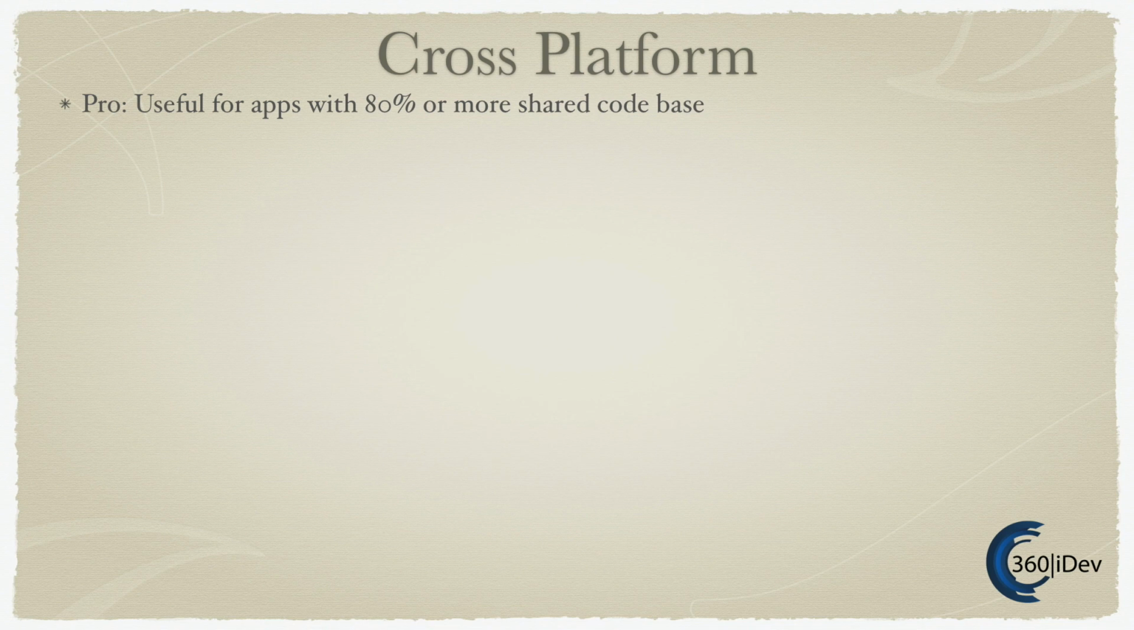Now, cross-platform, there's a lot of overlapping pros and cons. One pro, as I kind of alluded to, is it's really best for apps where there is 80% or more shared code base. So if there's a lot of differences so that you need a whole bunch of branching code everywhere, you may be better off just building 2 native apps.